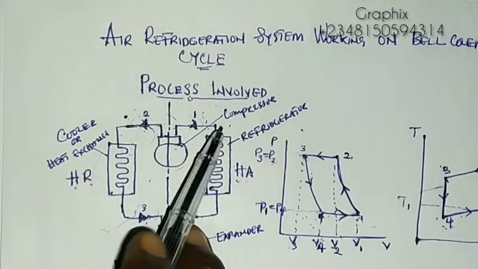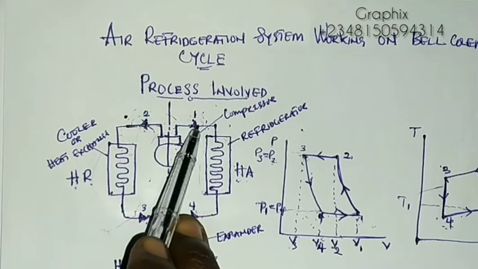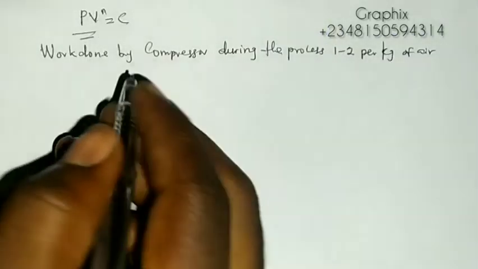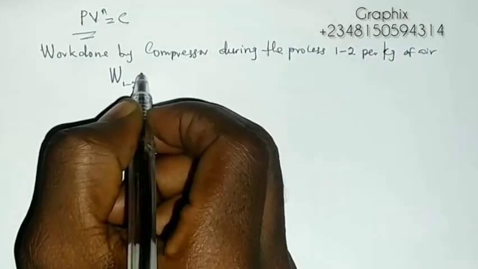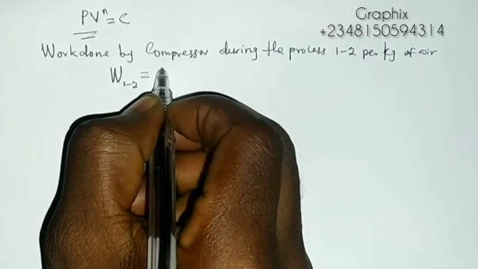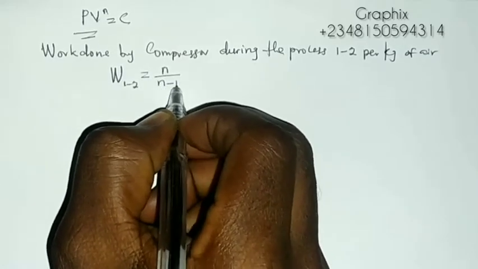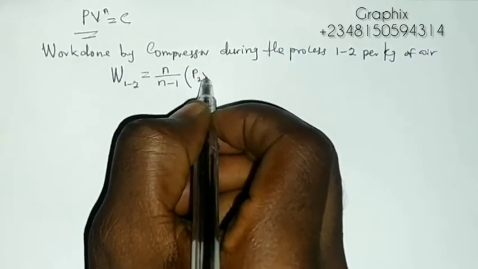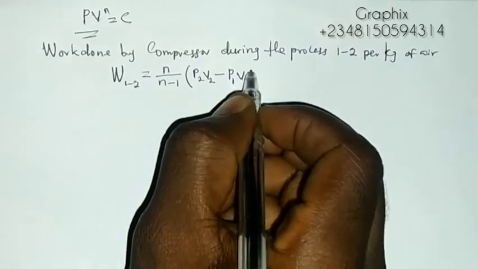Now this is the compressor here, right? The work done is in between state 1 and state 2. So when you move from one state to another, that is process 1 to 2. So W1 to 2 is equal to, the work done in a polytropic process is given by n over n minus 1 into brackets P2 V2 minus P1 V1, right?